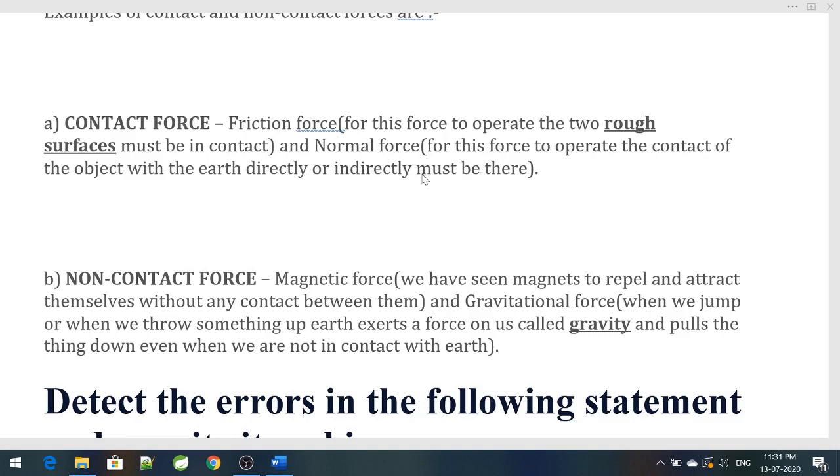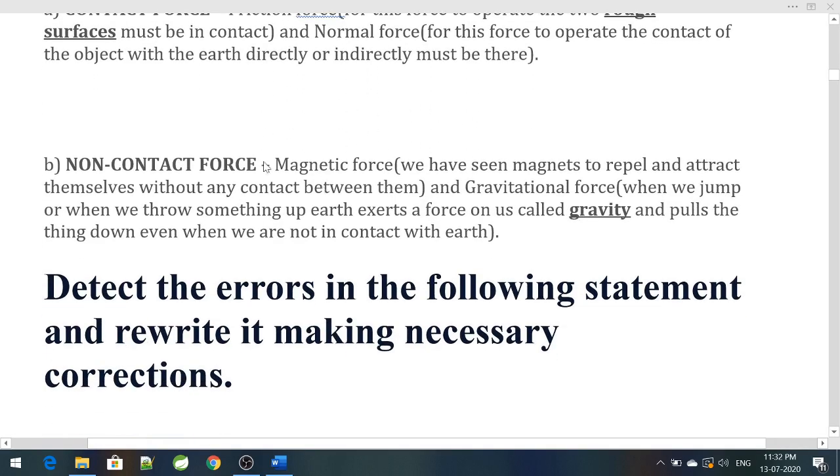Friction force means, take an example of a bicycle. So rough surfaces must be in contact. Or you have just placed a ball on a rough surface. Contact force, we can say frictional force. You placed a ball on the rough surface. And a normal force means you have kept a book on the table. So that becomes a normal force. For this force to operate, the contact of the object with the earth directly or indirectly must be there. Okay, that is the normal force.